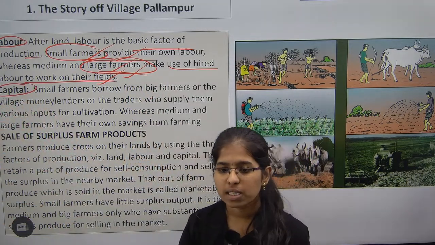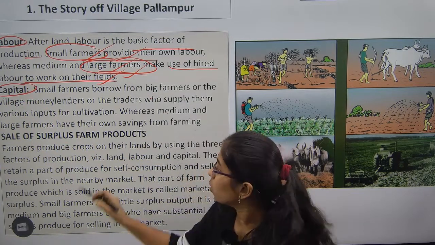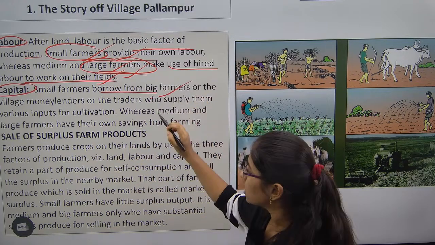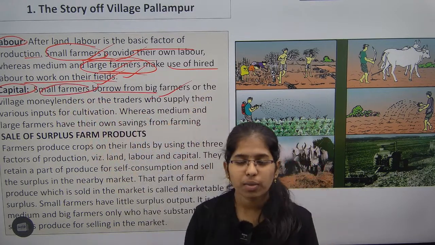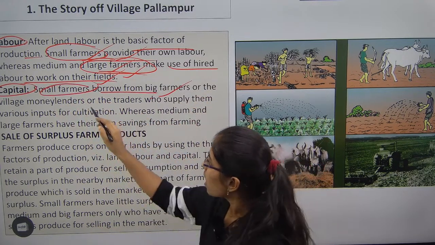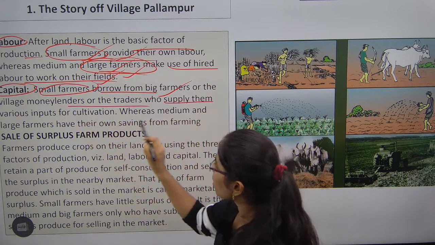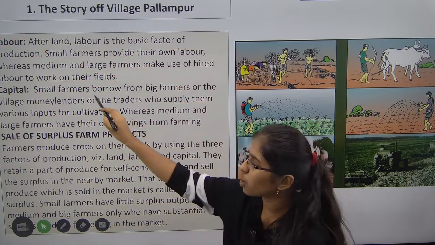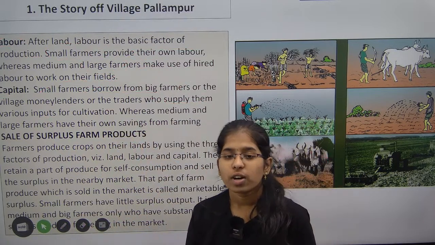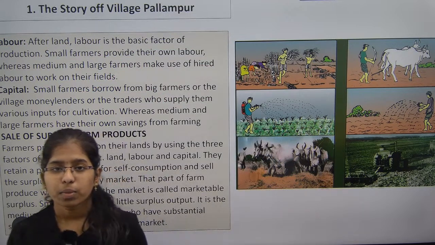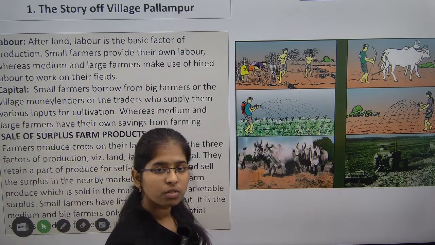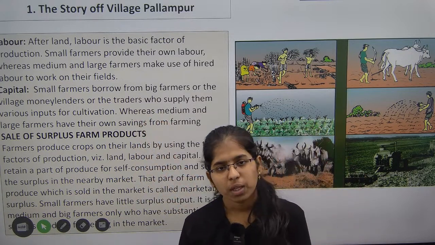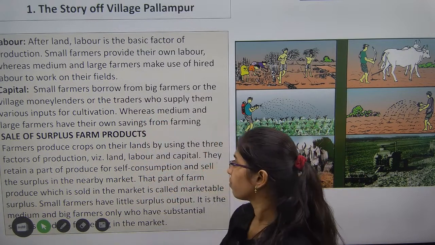And next it was the capital. Definitely the small farmers, in order to produce crops, have to borrow. The small farmers borrow money from the big farmers or moneylenders, and the traders who supply them various inputs for cultivation. See, the small farmers, in order to produce crops, need to borrow loans, no? For that purpose, they are borrowing money from either the big farmers or moneylenders.